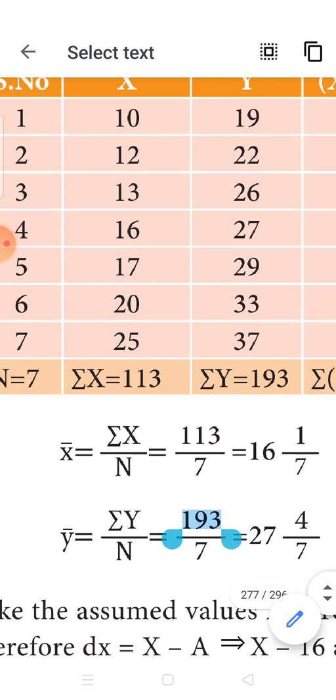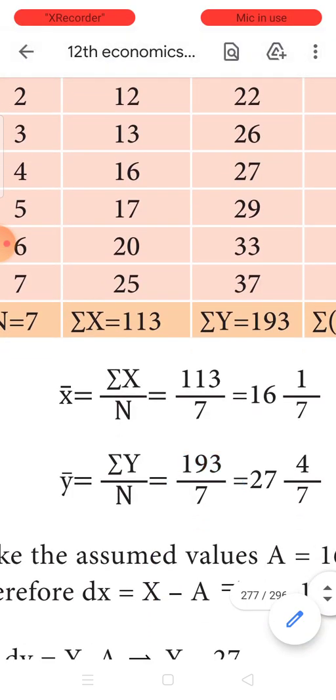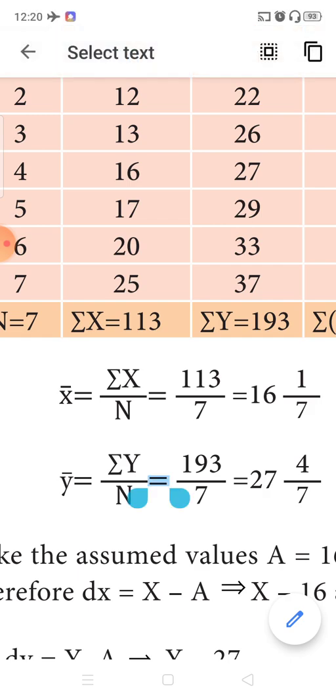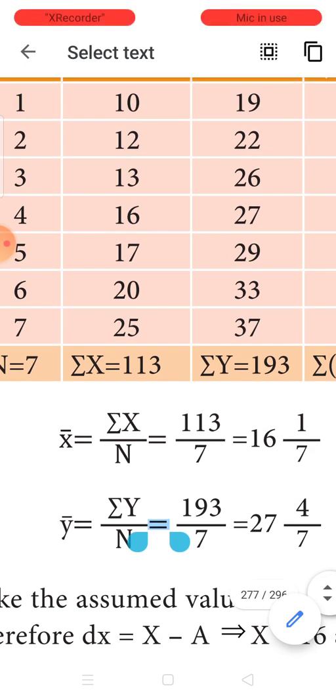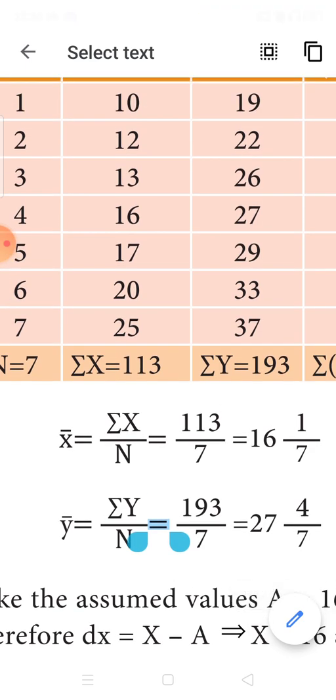Now, we need to find x bar and y bar. X bar is nothing but the average of the x values. To find the average of x values, summation of x divided by n, the number of observations. Summation of x, you have just found out, is 113. The n value is 7 because 7 variables are given. The x values are 10, 12, 13, 16, 17, 9, 20, 25. Totally you have 7. 113 divided by 7, you get 16 1 by 7.